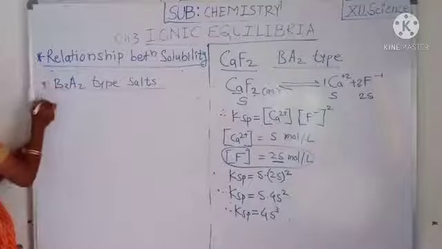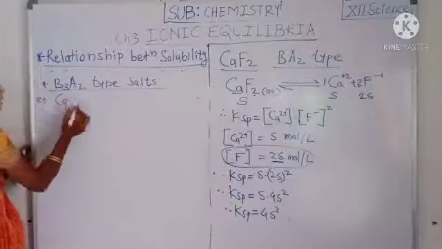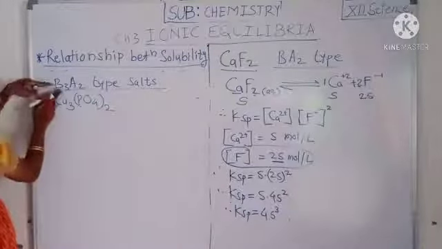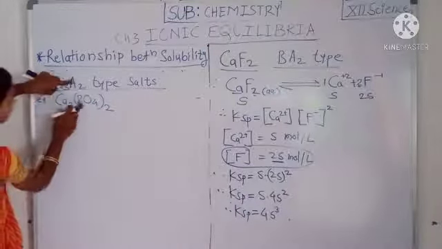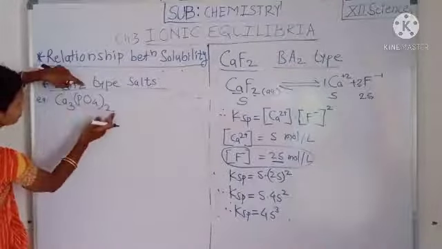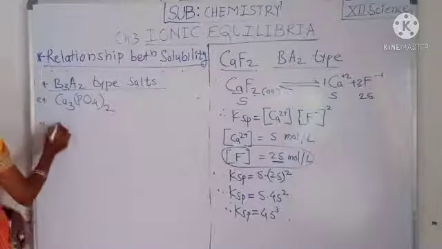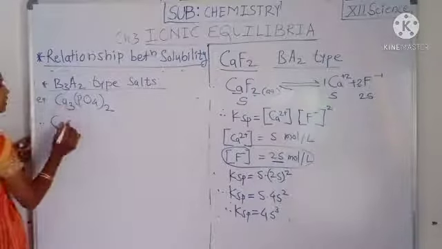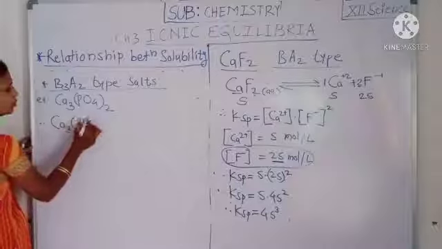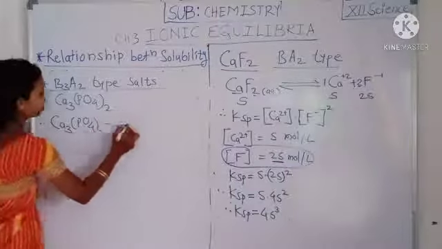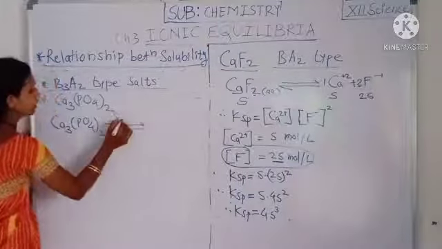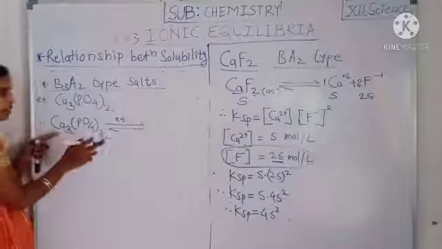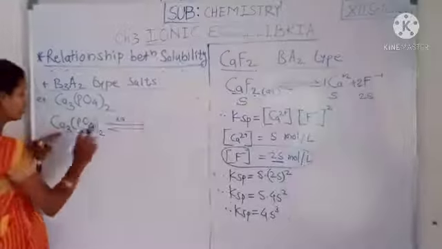Here is an example of that: Ca3(PO4)2. This is a B3A2 type salt. Therefore, we can write the solubility equilibrium for this salt when calcium phosphate is dissolved in aqueous medium. Here we have to write the dissociated ions carefully.